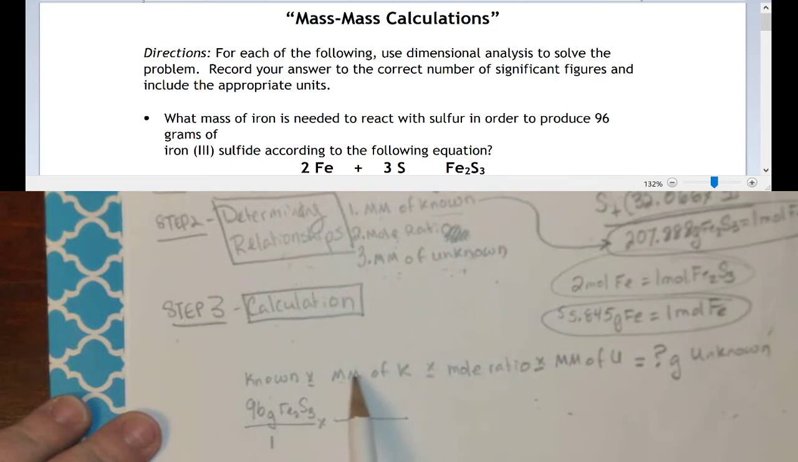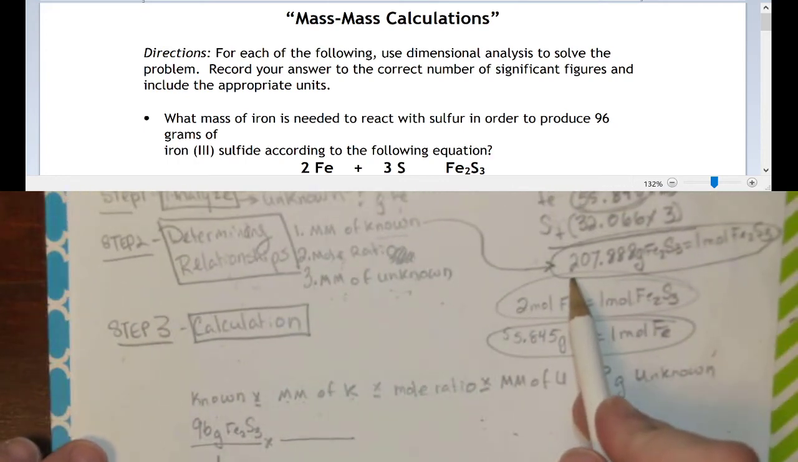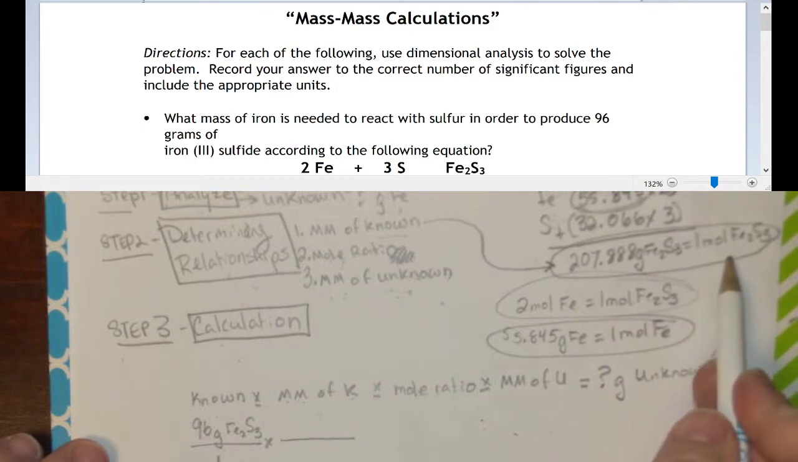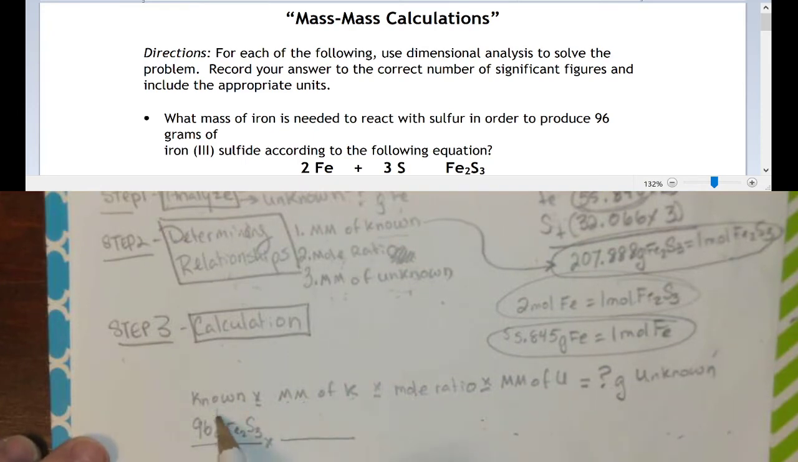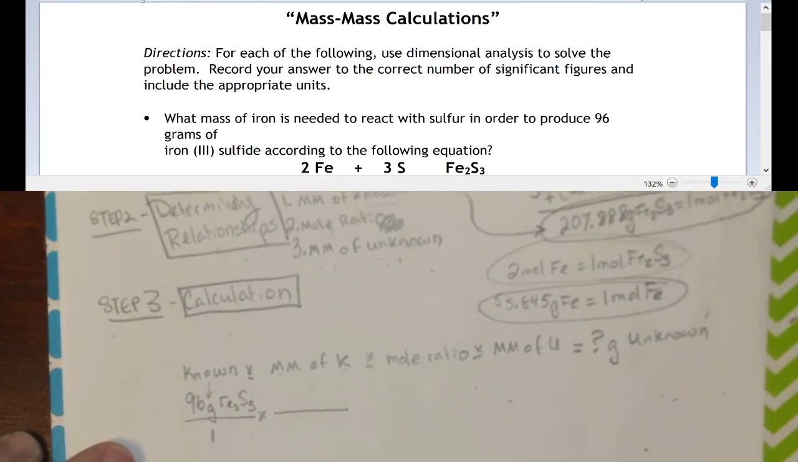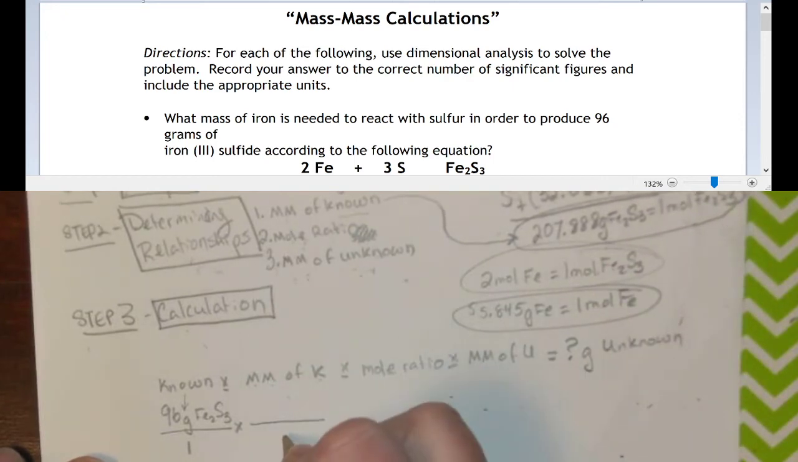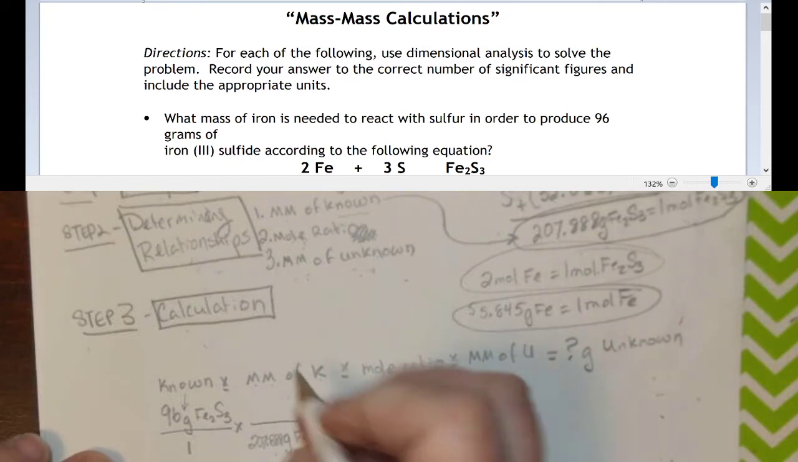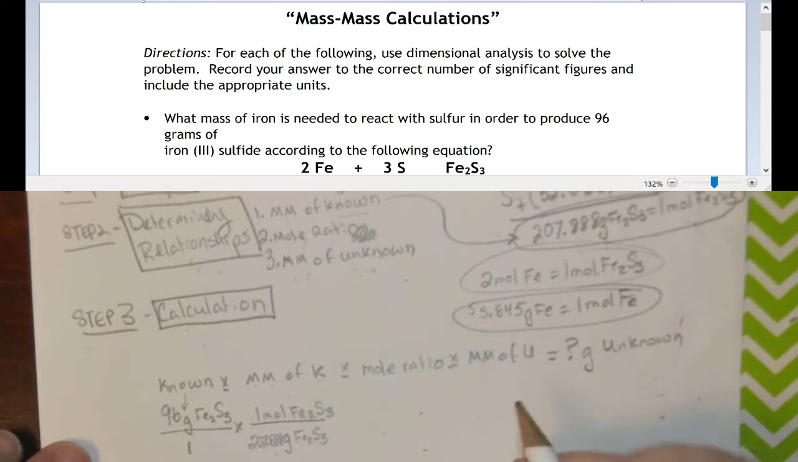Next, I multiply it by a molar mass of known. Now the molar mass of our known is 207.888 grams of iron sulfide, equal to 1 mole of iron sulfide. We have to decide what part's going to go on bottom to cancel out the units that we have on top right here. Choose if you want grams on bottom or moles on bottom. Okay? Yes, you should have grams on bottom. That means we're going to put the 207.888 on the bottom of Fe2S3, and the 1 mole of Fe2S3 is going to go on top.